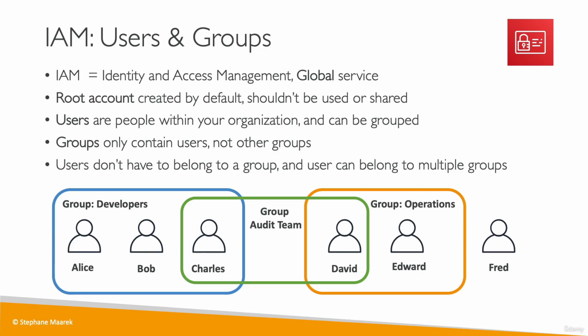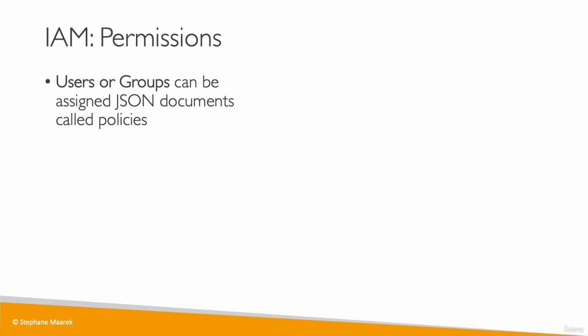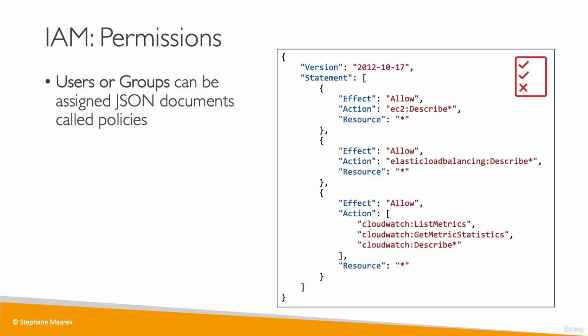So why do we create users and why do we create groups? Well, because we want to allow them to use our AWS accounts. And to allow them to do so, we have to give them permissions. So users and groups can be assigned what's called a JSON document, called a policy, an IAM policy. I'll show you right now what it means. So it looks just like this. You don't have to be a programmer. This is not programming. This is just describing in, I think, plain English, what a user is allowed to do or what a group and all the users within that group are allowed to do.